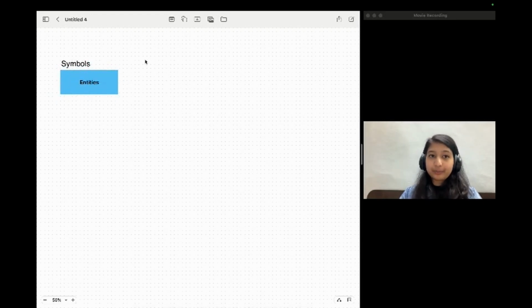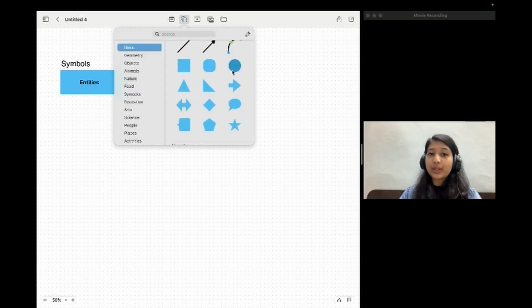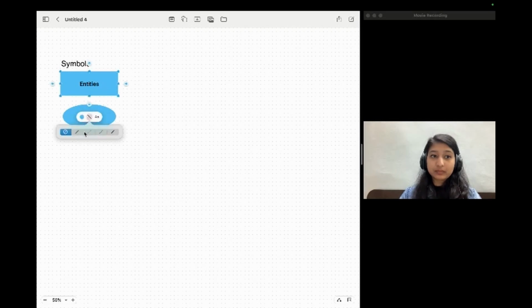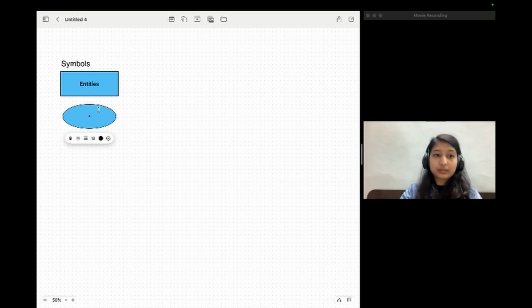And attributes. For attributes, you represent them under the ellipse. For example, if you need to explain a simple or key attribute, you do it like this. But if you are drawing a composite attribute, how will you do that? So here is the example.